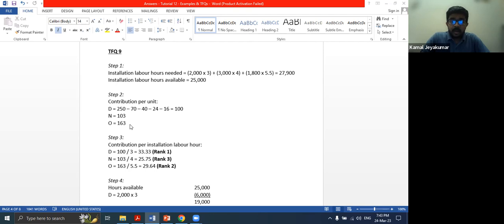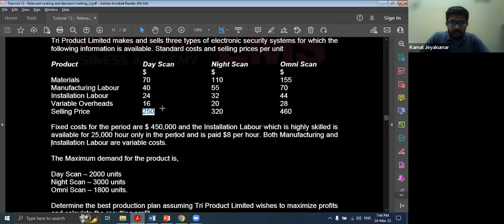But to make 1 unit of OmniScan, or to earn $163 of contribution, you have to spend 5.5 hours that we calculated in step number 1, right? That 5.5 hours is needed to make 1 unit of OmniScan. How did we calculate that? We went to the information given here. Installation labor cost of OmniScan is $44. Wage rate is $8 per hour. So we need 5.5 hours, right?